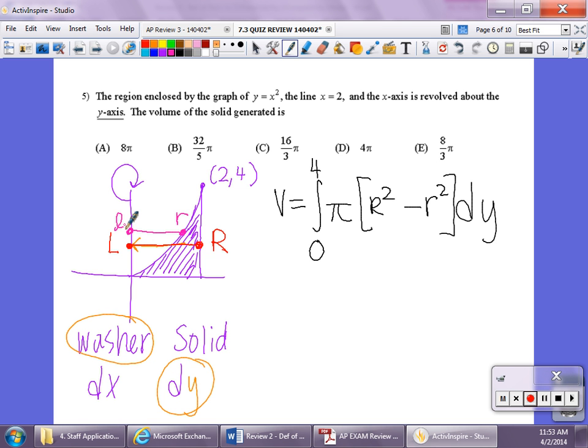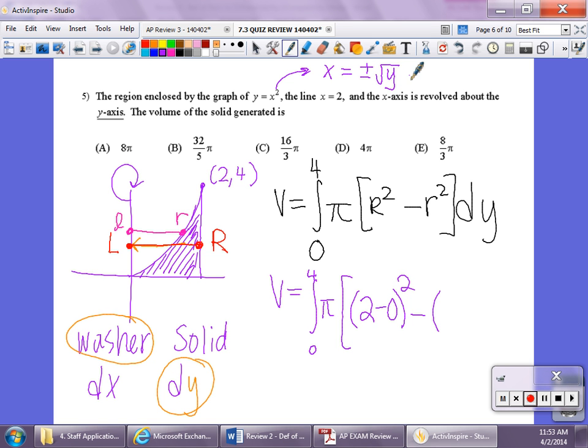In this case, though, my lefts were just 0, so I'm not going to actually end up having to use them. From 0 to 4, pi. So big R would be this line, which is x equal to 2 minus 0. I'll put it here just so you see them. Minus little r, which is here, and this is this curve, which I don't think we have written. This is x equals plus or minus the square root of y.